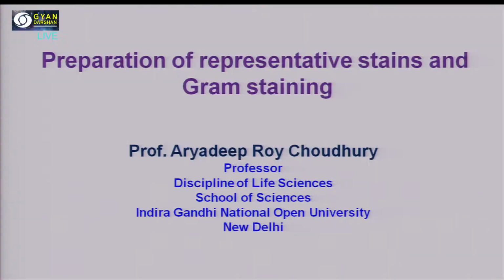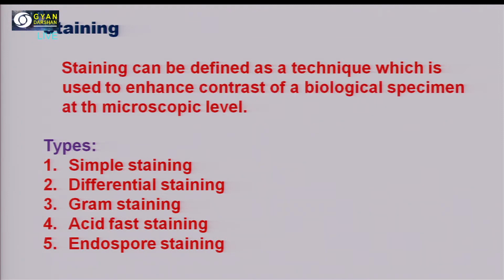So, what is the purpose of staining? Basically, if you want to visualize any particular biological organism, then you need to stain it. So that is why this is a very important part which we are going to discuss, that is preparation of representative stains and gram staining. Now, why do we stain? Staining is a process by which you can enhance the contrast of any biological specimen at the microscopic level.